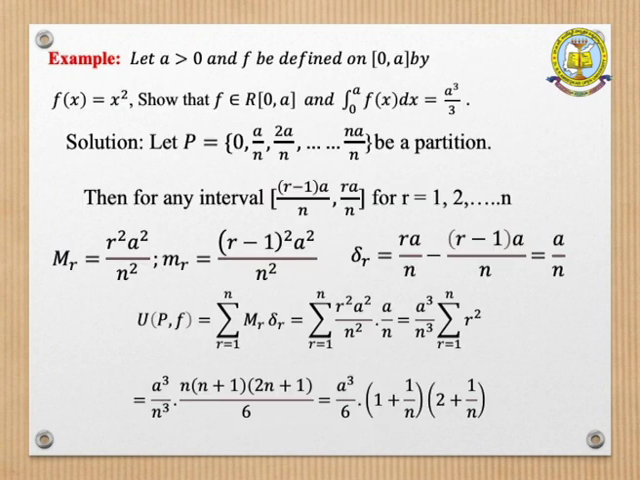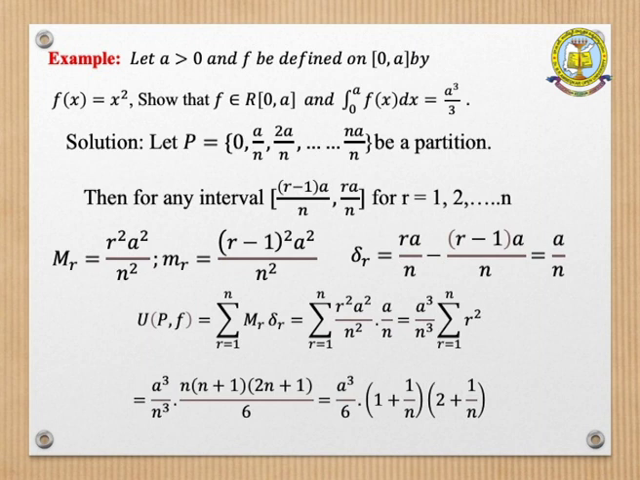Also, suppose you are given the function f of x equal to x square. How do you compute U(P, f) and L(P, f), or the upper integral from 0 to a of f of x dx and the lower integral from 0 to a of f of x dx? We have to take the partition P equal to 0, a by n, 2a by n, and so on up to na by n. It is a partition.